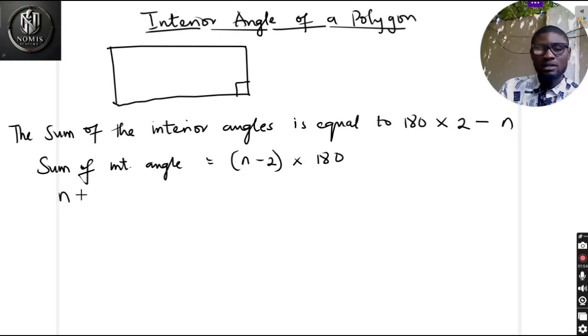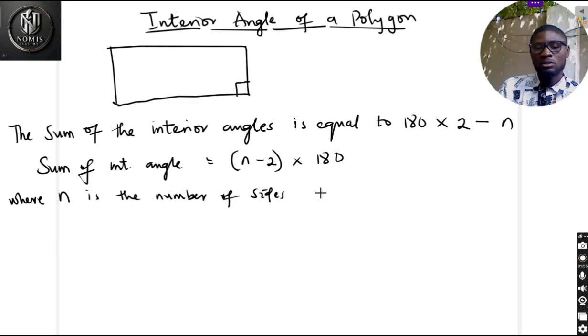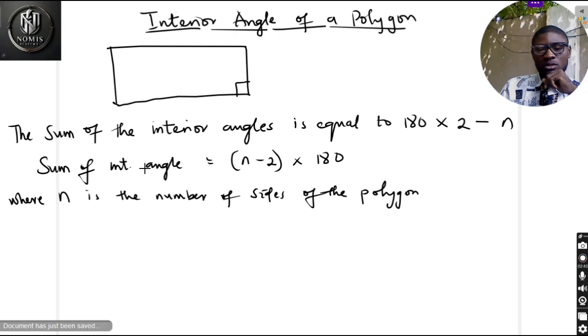Where n is the number of sides of the polygon. So that's n. The number of sides has a relationship with the interior angle. So the sum of the interior angles is always equal to the number of sides minus 2, multiplied by 180 degrees. So let's see some examples.